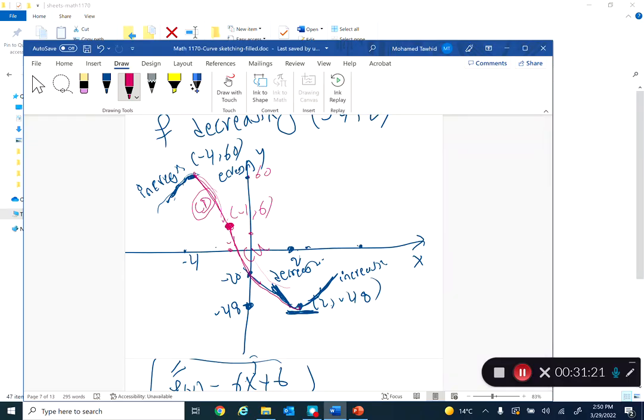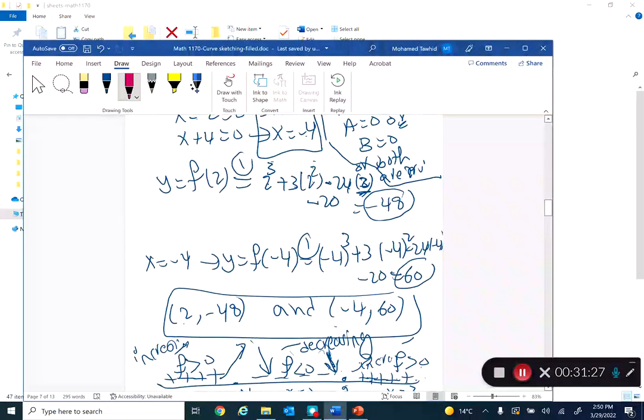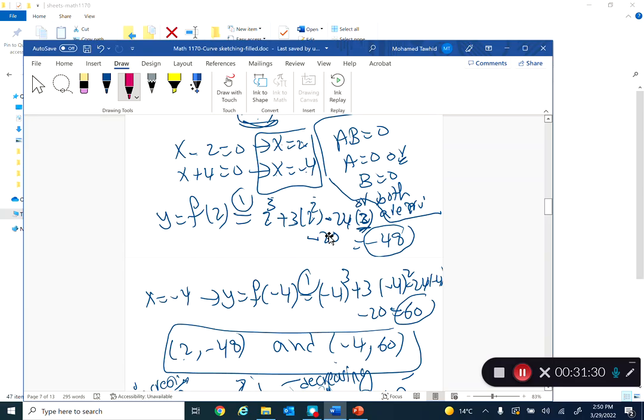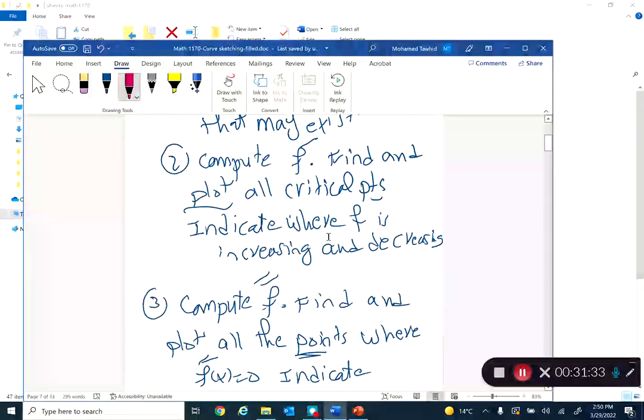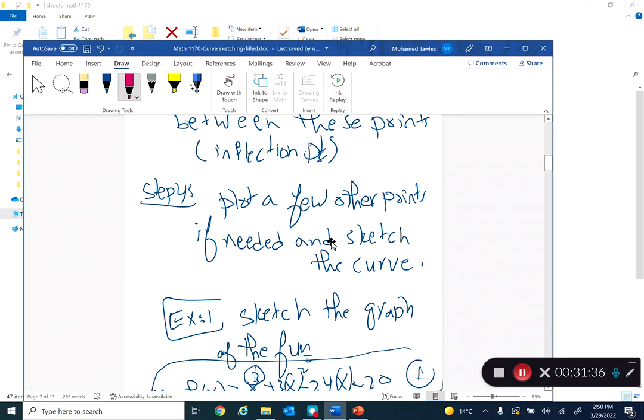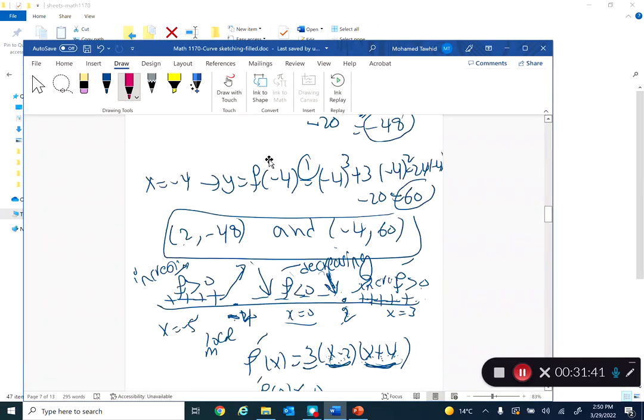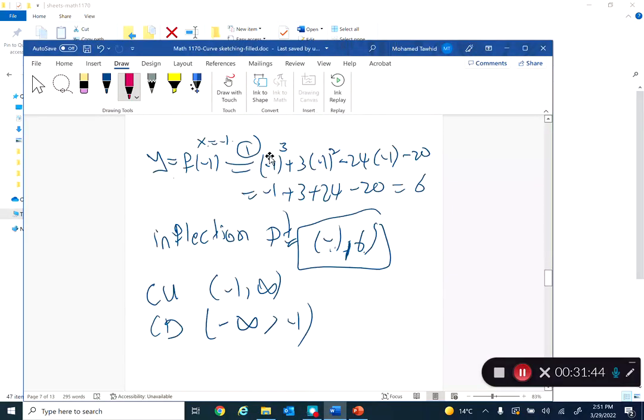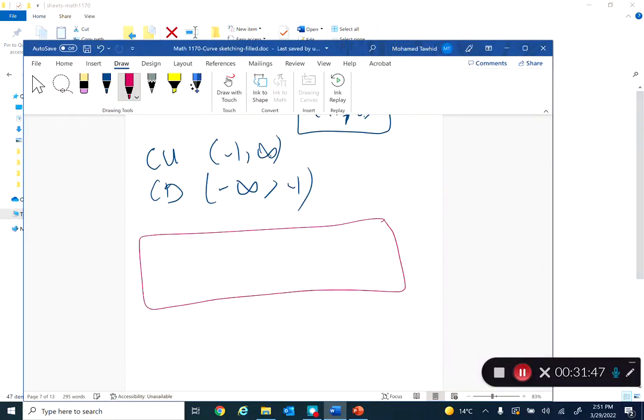I combine step 1, step 2, step 3. Step number 4 that I mentioned here: sometimes they tell you to take more points. When I wrote the summary, step number 4 says plot a few other points if needed to sketch the graph. Let me explain what I mean. If I make a table here with x and y, what is your inflection point? Your inflection point is negative 1 and 6. That is our inflection point.